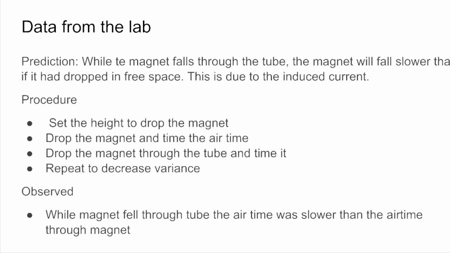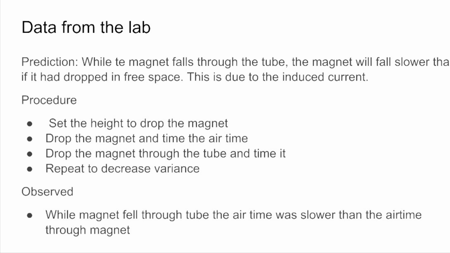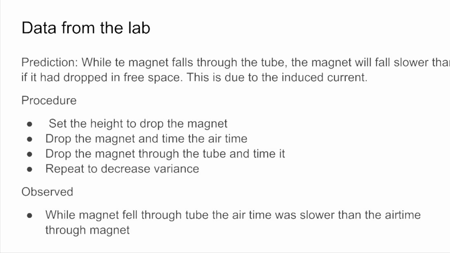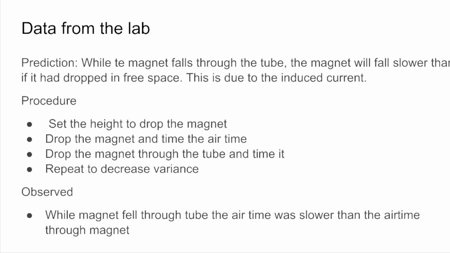The procedure for the lab is we'll set the height to drop the magnet, drop the magnet and time it in air for free fall, and then after that drop the magnet through the tube and also time it, and then repeat this to decrease variance, so multiple trials.